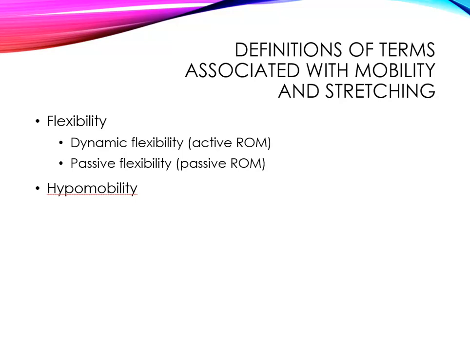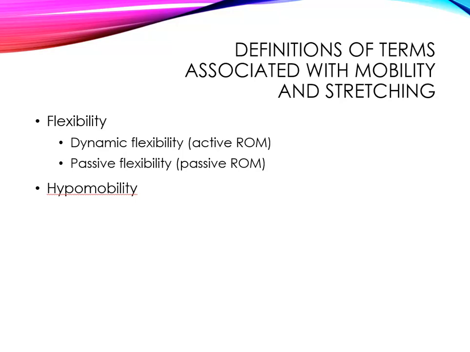Passive flexibility, also referred to as passive mobility or passive range of motion, is the extent to which a joint can passively be rotated through its available range of motion and depends on the extensibility of soft tissues that cross and surround a joint. Passive flexibility is a prerequisite for, but does not ensure, dynamic flexibility.